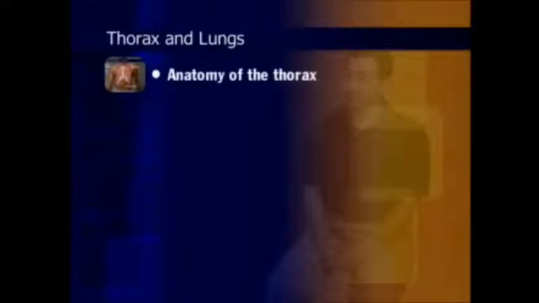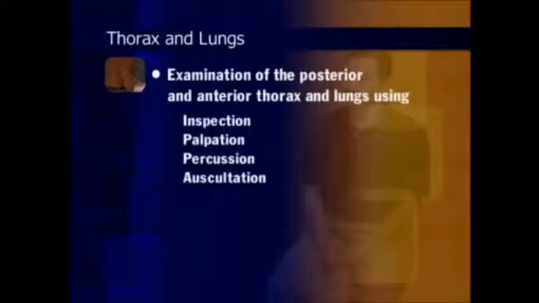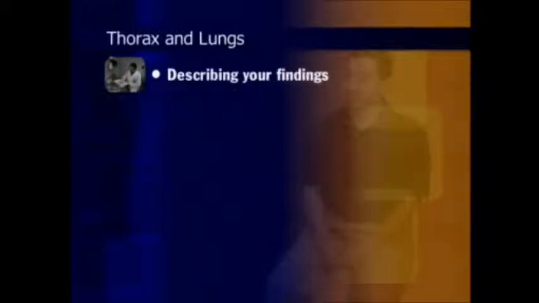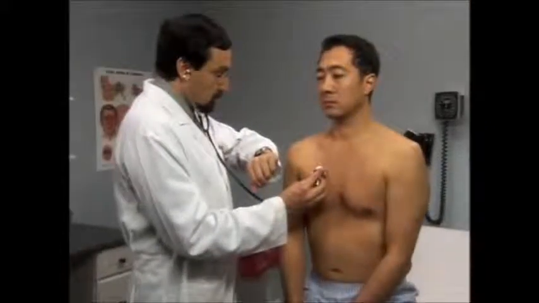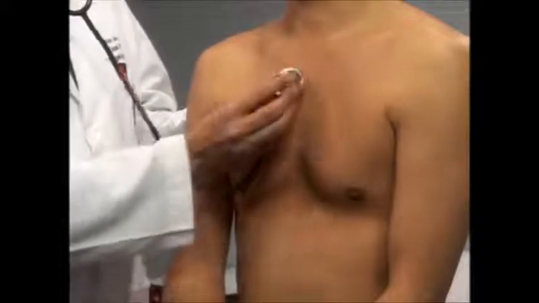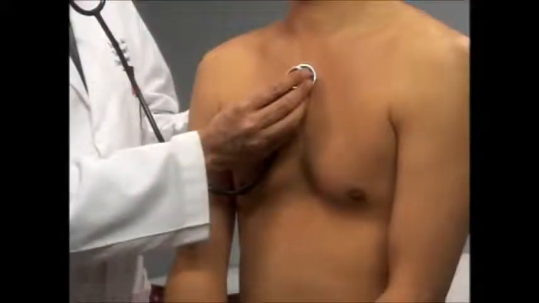This video begins with a brief overview of health history taking, followed by anatomy of the thorax, then the examination of the posterior and anterior thorax and lungs, using inspection, palpation, percussion, and auscultation. We conclude the video with tips on describing your findings. In this video, except where noted, you will see the examiner assess a healthy patient. In clinical practice, you may detect the same normal findings, or you may discover normal variations or abnormal findings.